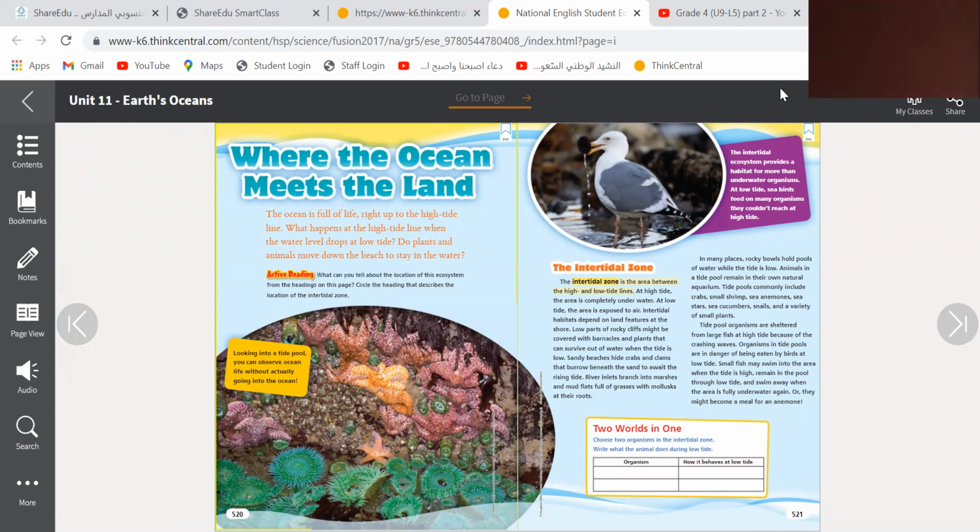We are learning about the ocean ecosystem. What are the living things and non-living things that are interacting together over there?